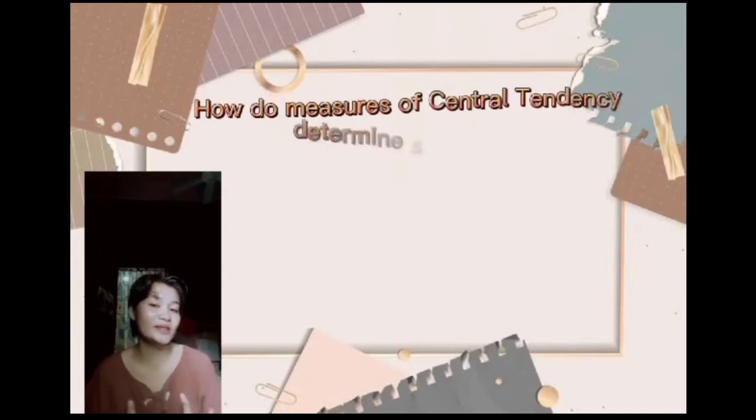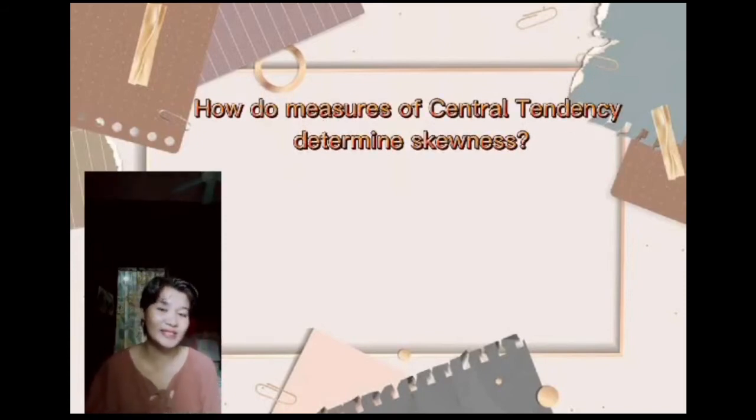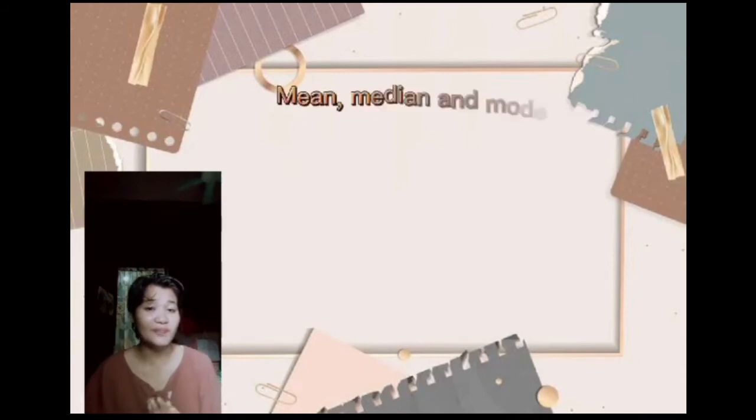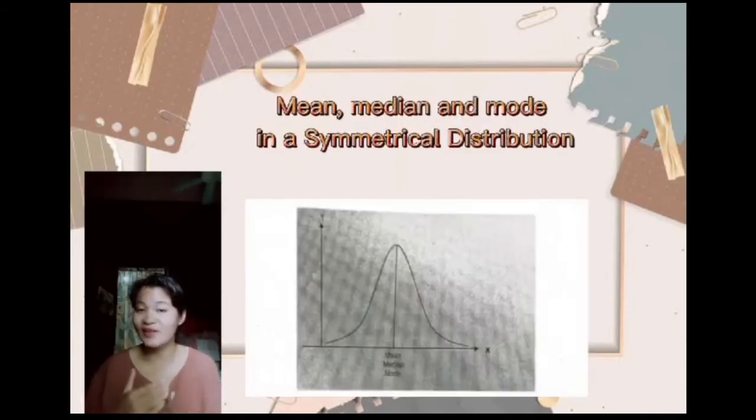Okay, now let's proceed to how the measures of central tendency determine skewness. The first figure is the mean, median, and mode in a symmetrical distribution. It is a normal or no skew. In this perfectly symmetrical distribution, the mean, median, and mode have the same value, and the value of the median is between the mean and mode. Same pa dito ang frequency distribution. So, ang mean, median, and mode ay parehas ng value.